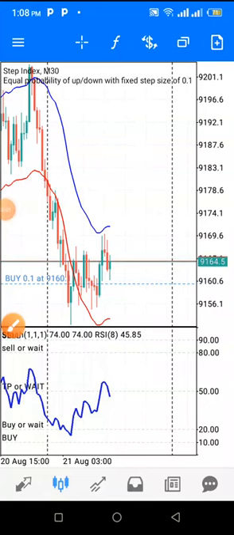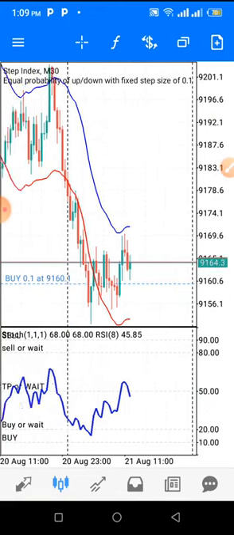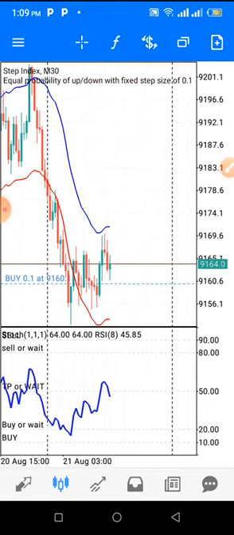Alright, now getting an entry with the indicator, one thing you need to do is make sure that all your settings are exactly the way you see them here, where you have the level 90, level 80, level 50, level 20 and 10.